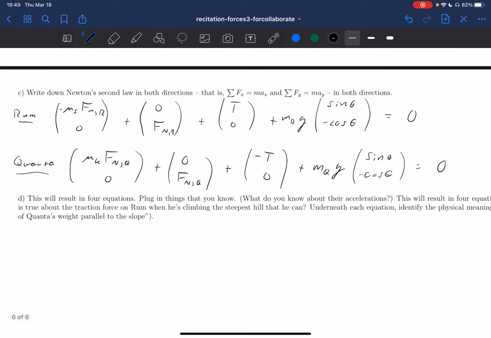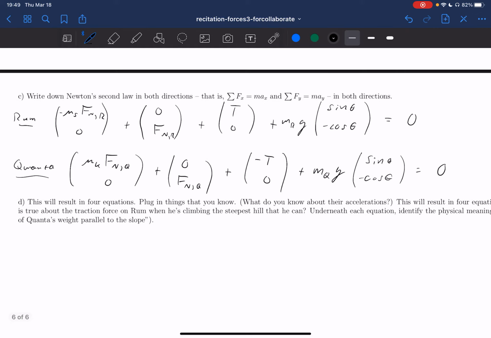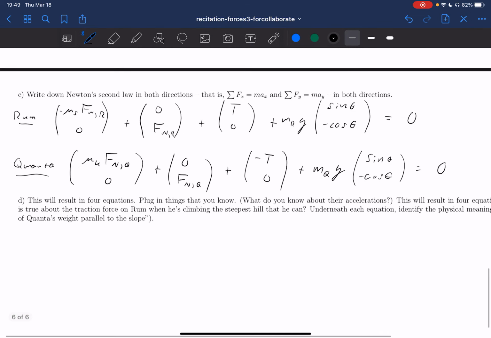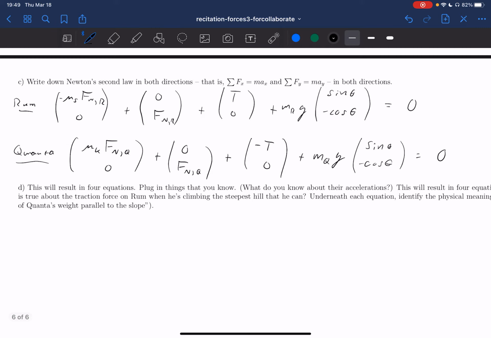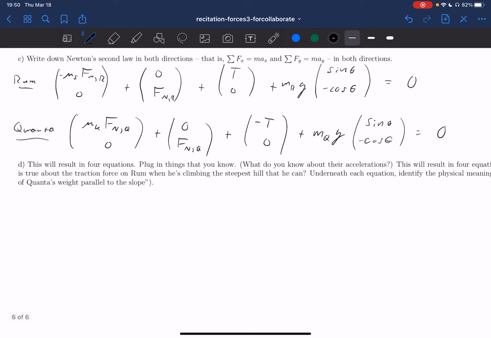Okay, awesome. So now we have 4 equations. So we can start plugging in things we know. We already kind of did that, but we can solve for Fn with the second equation. So we can solve for this by moving this term, m Room g cos theta, to the other side and get Fn Room. So we can solve that immediately. So we can go back here, we write Fn Room.